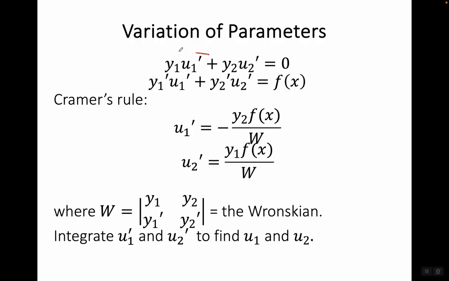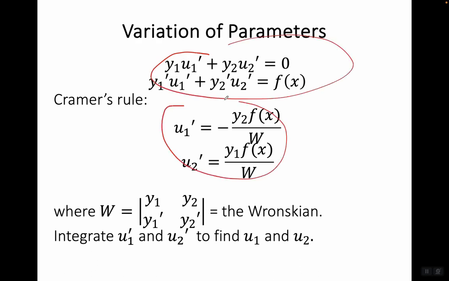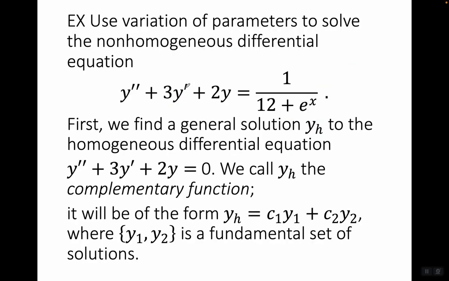The solution to this system of equations by Cramer's rule looks like this: u1' = -y2 f(x)/W, and u2' = y1 f(x)/W, where W is the determinant of y1, y2, y1', y2'. We call that the Wronskian. And then we would integrate u1' and u2' to find u1 and u2. Okay, now let's apply this to a problem.